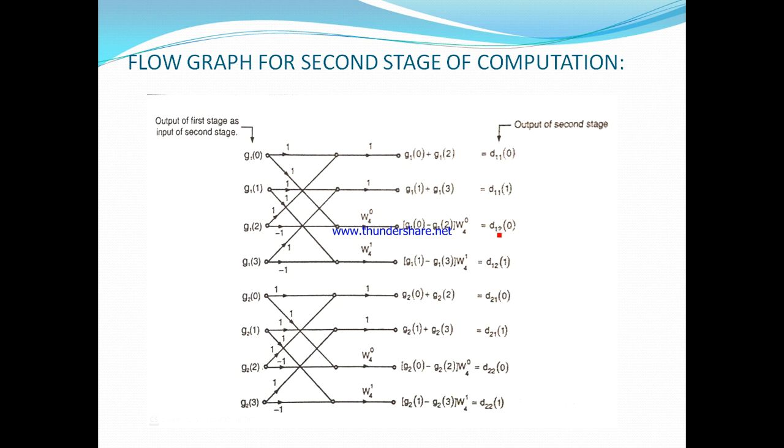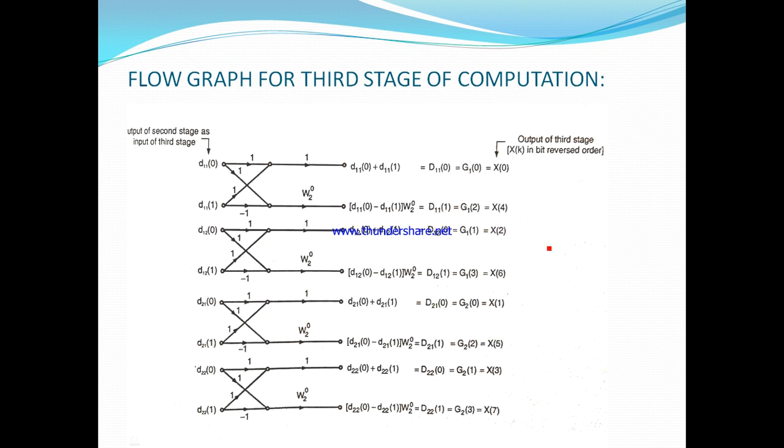So that value will be D12 of 0. Like this we have here G1 of 1 minus G1 of 3, and that answer is multiplied with W4 power 1. So G1 of 1 minus G1 of 3 into W4 power 1 equals D12 of 1. The same process continues for the other 4-point DFT also. These are the outputs of the second stage of computation. Next, this output is given to the third stage of computation.